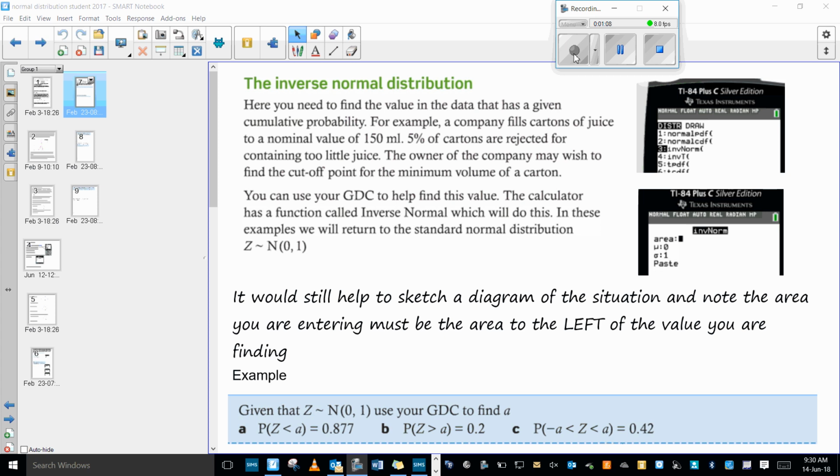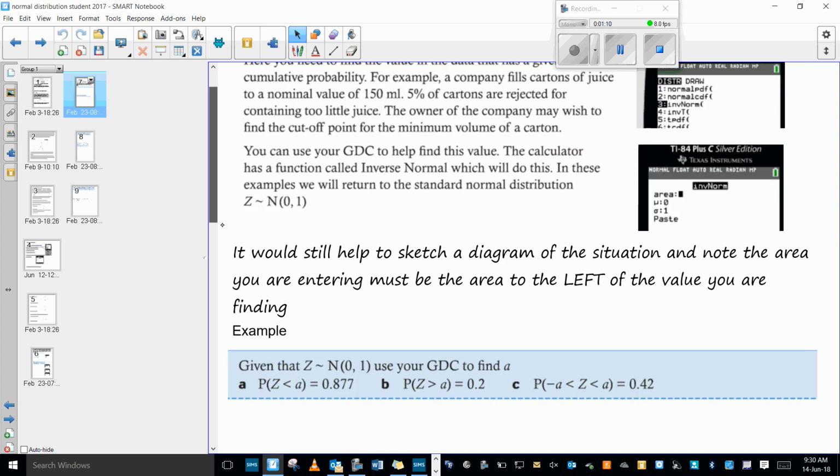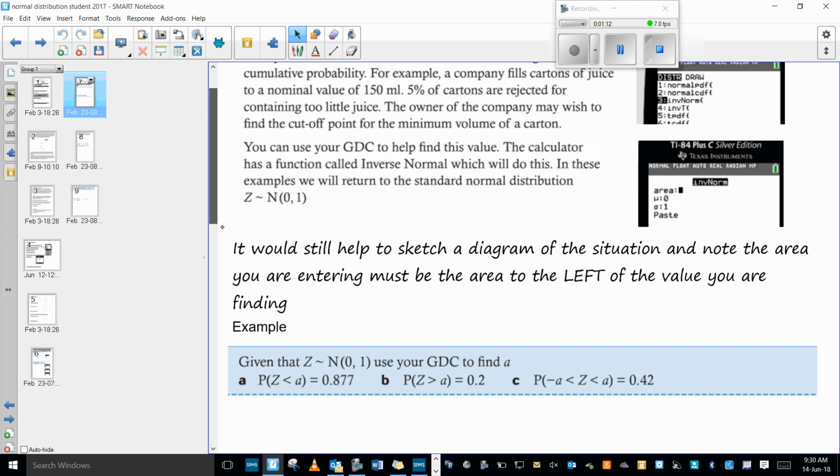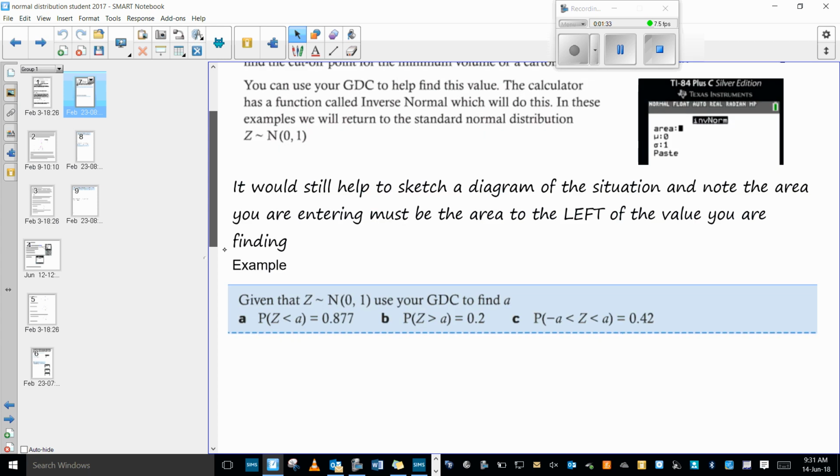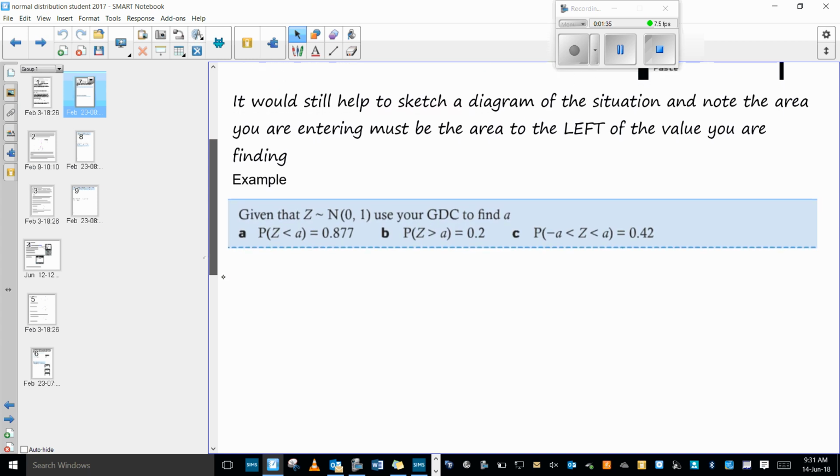Now, the area that you're entering must be the area to the left of the value you're finding. Now, you may be saying, what on earth is she on about? But it's important that the calculator is looking at the area from the very left up to the point that they're looking at. Alright, it's best to go through an example.